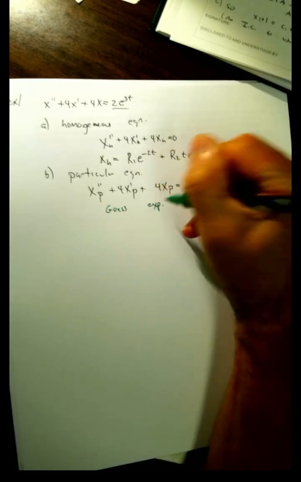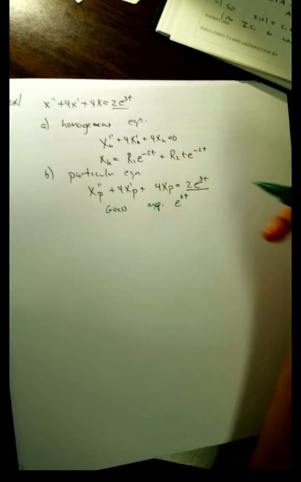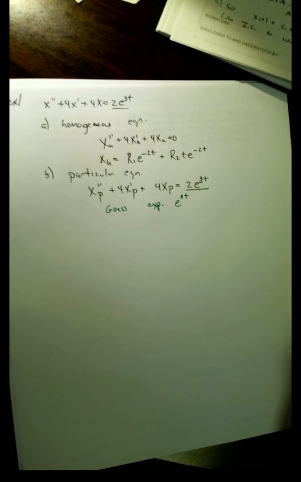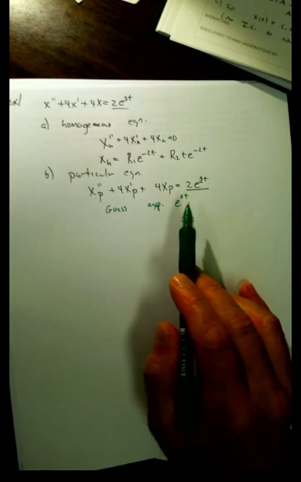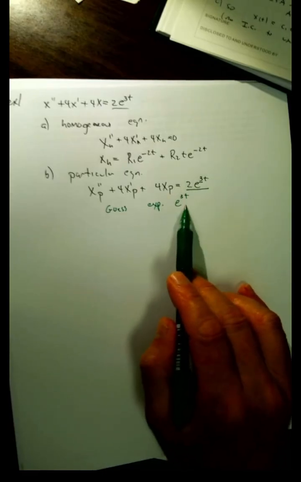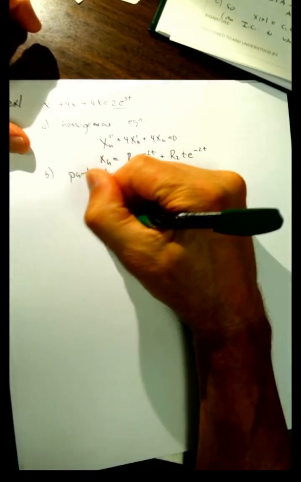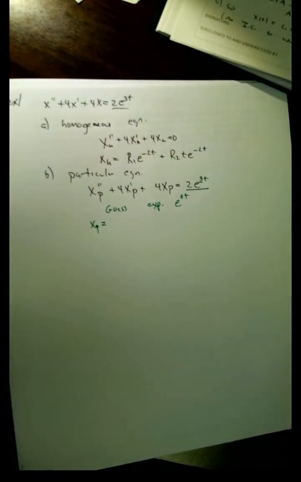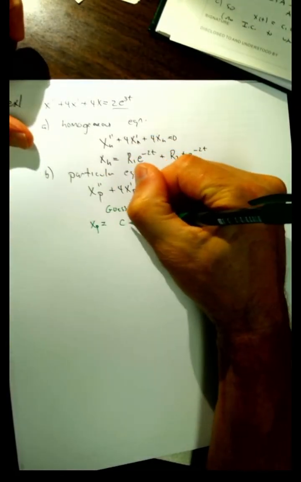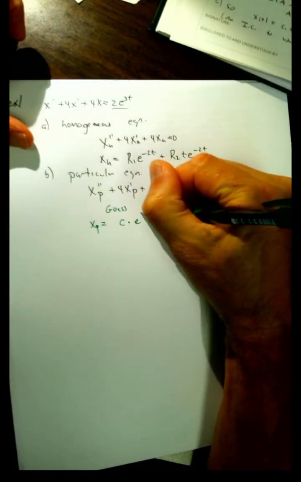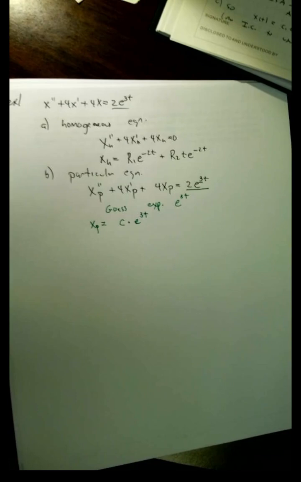is going to be some kind of exponential function, e to the 3t, because if I take this and take its derivatives, I just keep getting e to the 3t. I don't know which constant it's going to be, so I'm just going to guess some c times e to the 3t. And if this doesn't work, I'm going to be okay.